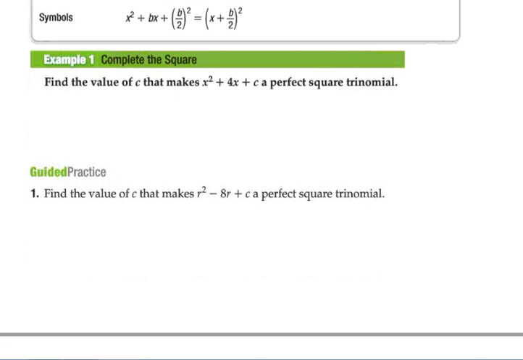Okay, we already did example 1 in our intro. So again, just to review, we're going to take half of 4 and we're going to square it. So we know 2 squared equals 4. So that's what we would put in here for C.